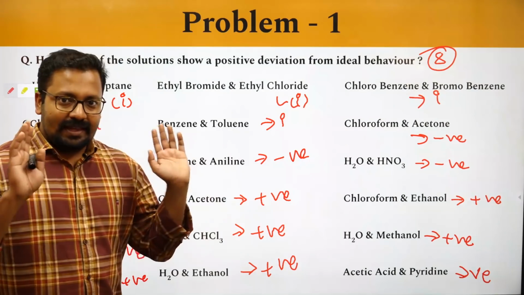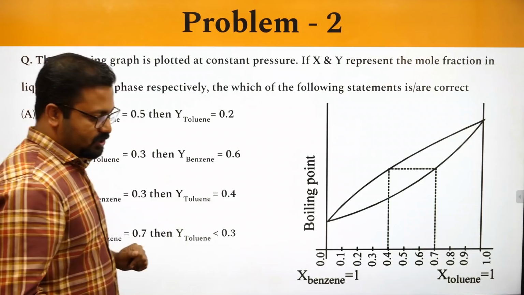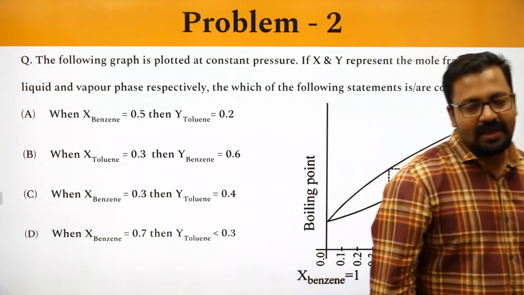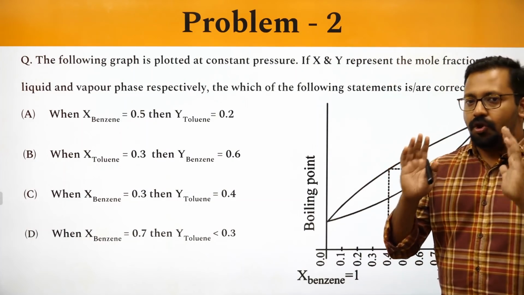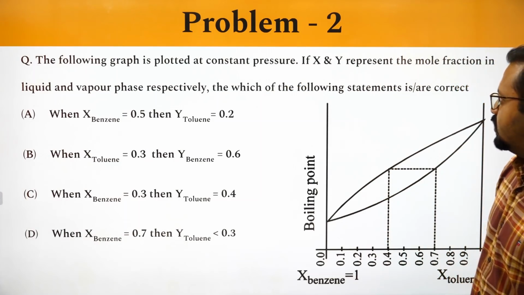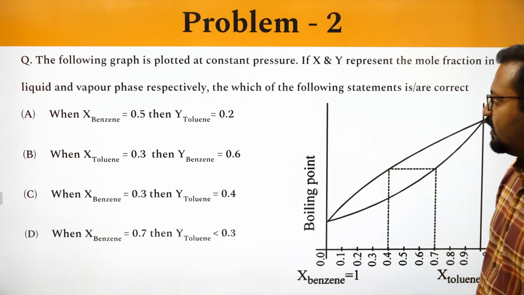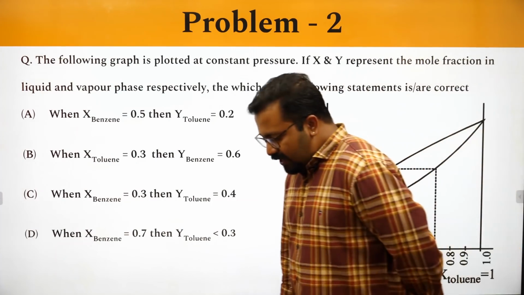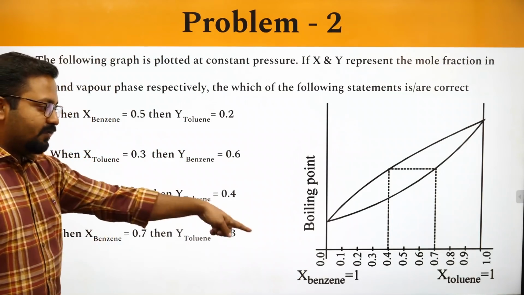Okay, easy. Let's move on to the next question. This is the next question. Let's just read the question first. Question is very wordy again, and it's a multi-option correct question. Slightly difficult, but not unsolvable. Let's read it. The following graph is plotted at constant pressure. If x and y represent the mole fraction of liquid and vapor phase respectively, which of the following statement is or are correct? Now, what you can see over here is a plot that we had discussed in the last class. Boiling point versus composition.